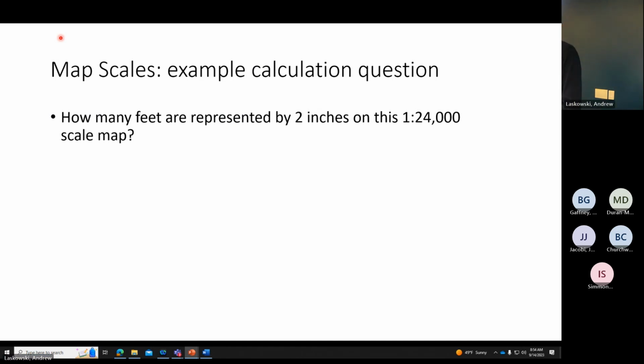So we can simplify that. 2 inches is equal to 48,000 inches. And we've got our answer right there, right? 2 inches measured with your ruler on a map is equal to 48,000 inches. We might want to convert that to feet, of course. So we can just divide that by 12 because there are 12 inches in a foot. And that will work out to 4,000, correct? So 2 inches on our map is 4,000 feet on the ground.